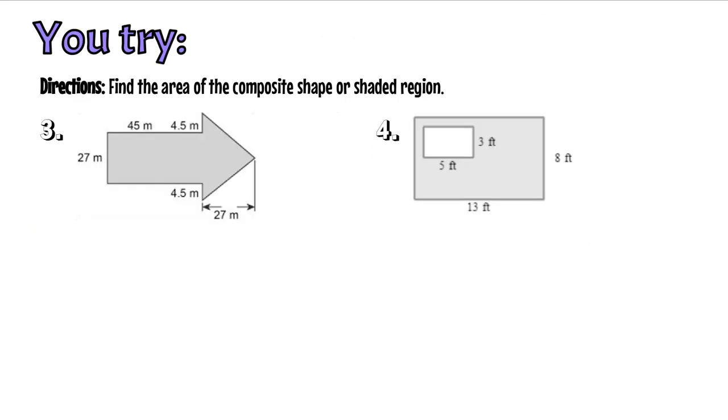Now it's your turn to try some examples. Pause the video and try numbers 3 and 4.